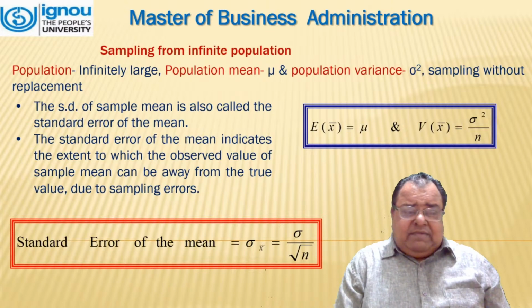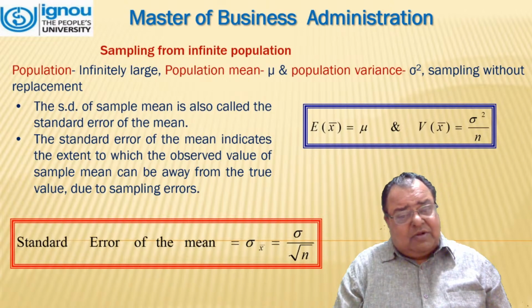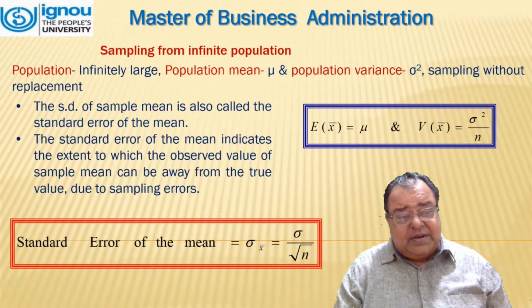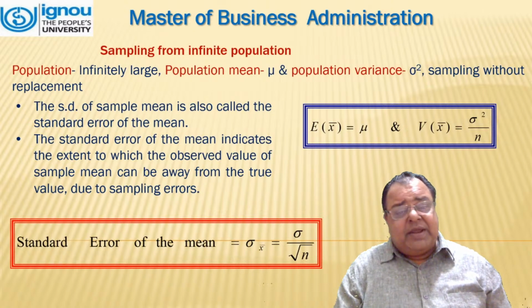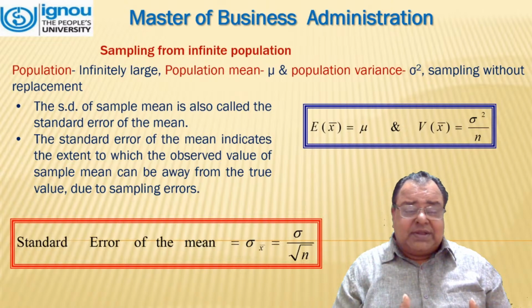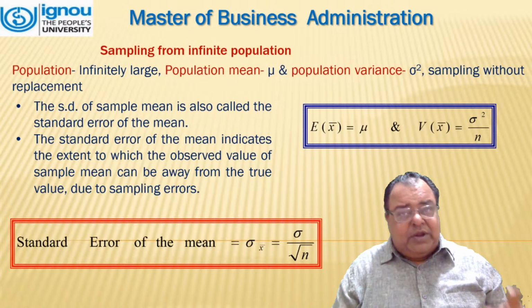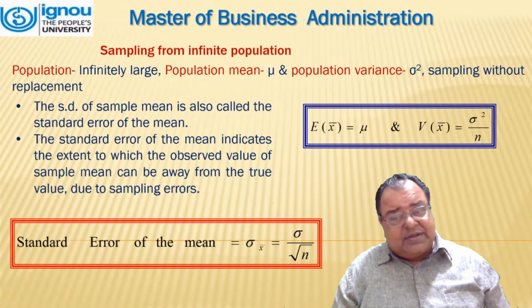The standard deviation of the sample mean is also called the standard error of the mean. The standard error of the mean indicates the extent to which the observed value of the sample mean can be away from the true value due to sampling errors.